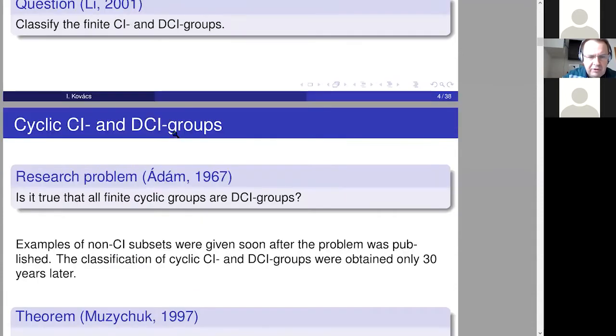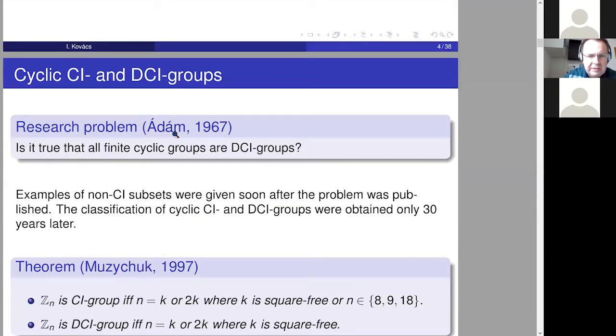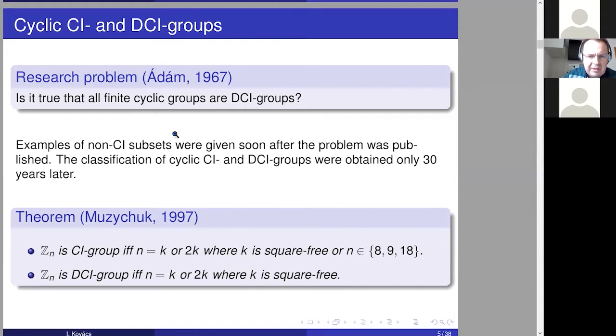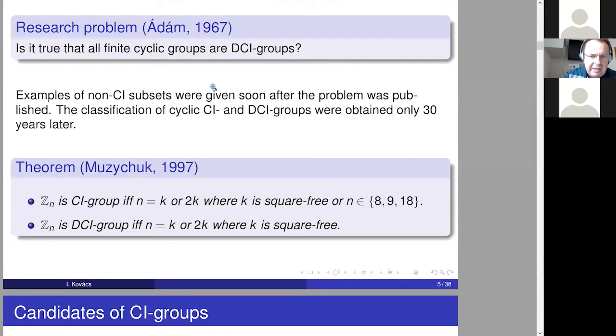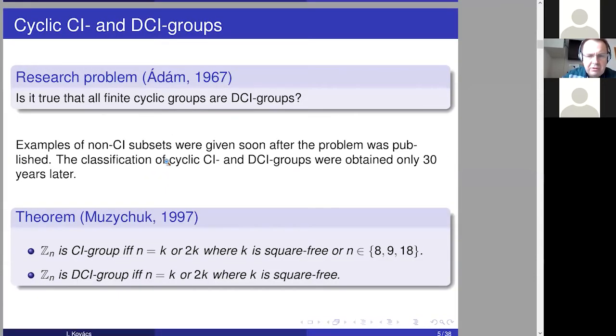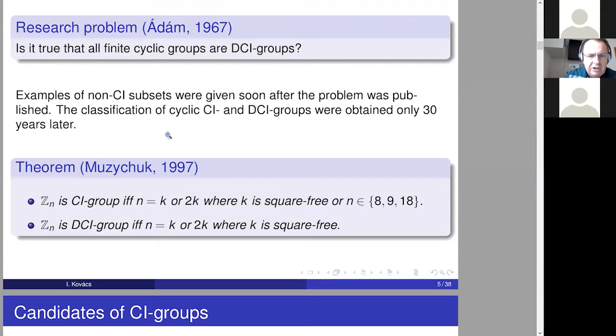So I would like to review the known results. The story, in fact, started with a research problem of András Ádám. He asked, is it true that any finite cyclic groups are DCI groups? And there were examples, like Z8 is an example, but there were many other examples constructed soon after the problem was published. But remarkably, the classification of cyclic CI and DCI groups was obtained only 30 years later. And this was done by Misha Muzychuk.